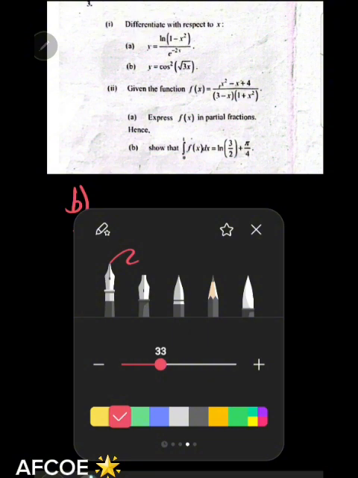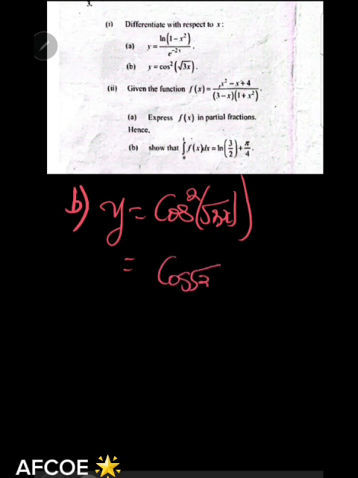Okay, now for the b part, y equals cos squared the square root of 3x. Now this one simply means that you should find the cos of 3x, then you square it. That is the meaning of this. If it was cos 30, you will then find cos 30, then you square it. That is just the general form of that.